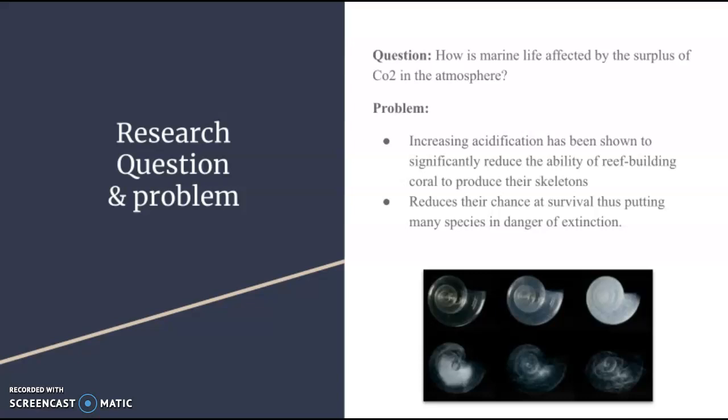So our research question is, how is marine life affected by the surplus of CO2 in the atmosphere? And the problem is, ocean acidification is the increase of acidity in the ocean due to large amounts of carbon dioxide emissions released from burning fossil fuels, which are absorbed by the sea. The increasing CO2 levels have been shown to significantly reduce the ability of ocean organisms to produce their shells and skeletons, which reduces their chance at survival, thus putting many species in danger of extinction.